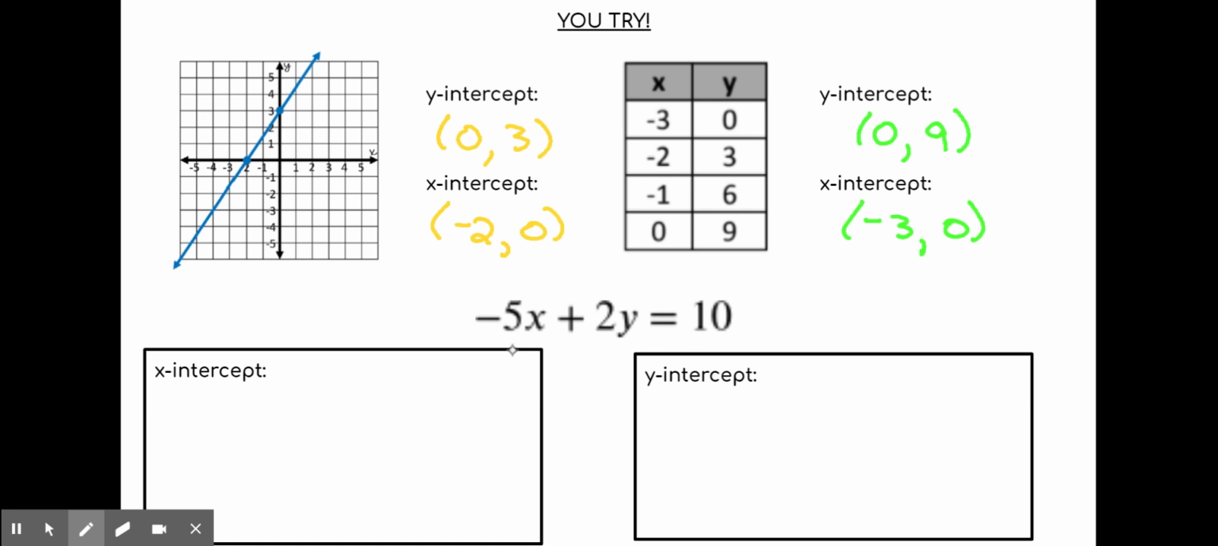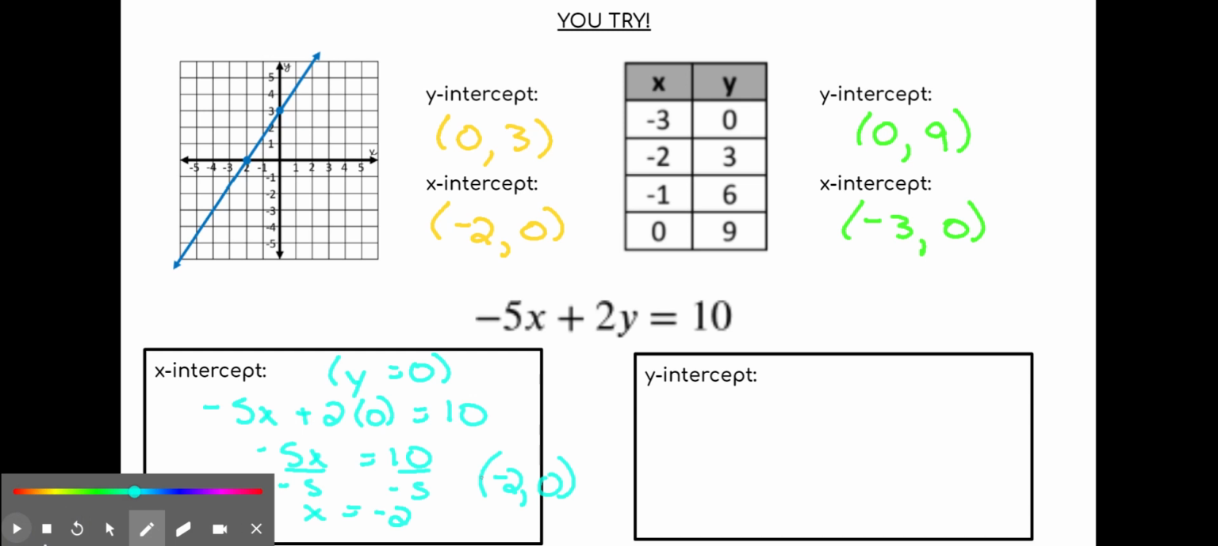Okay, here's an equation. Negative 5x plus 2y equals 10. Find the coordinates of the x-intercept for this equation. When I'm finding the x-intercept, y is 0. I plugged in 0 for y, and I got x was negative 2. So the x-intercept is negative 2, 0.